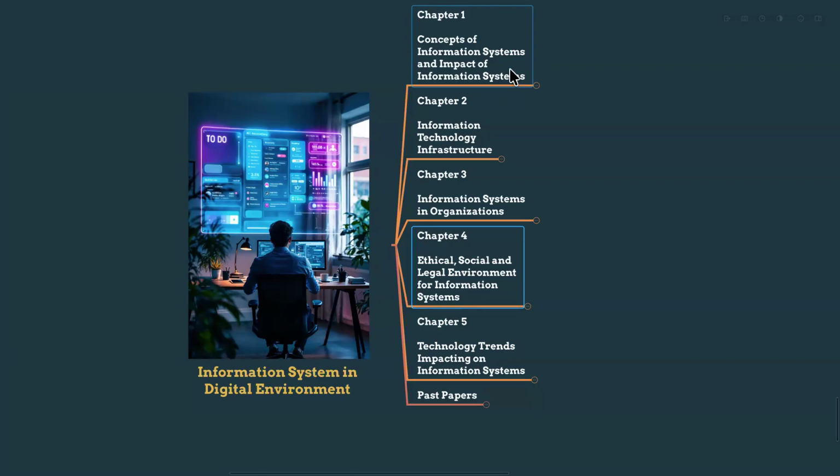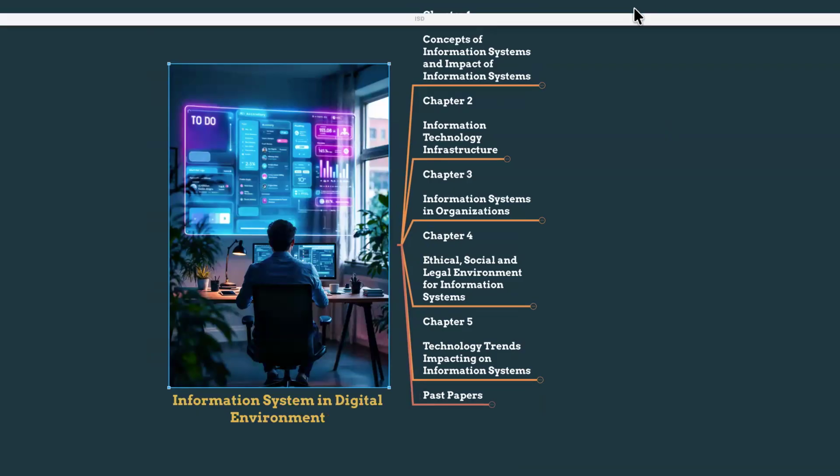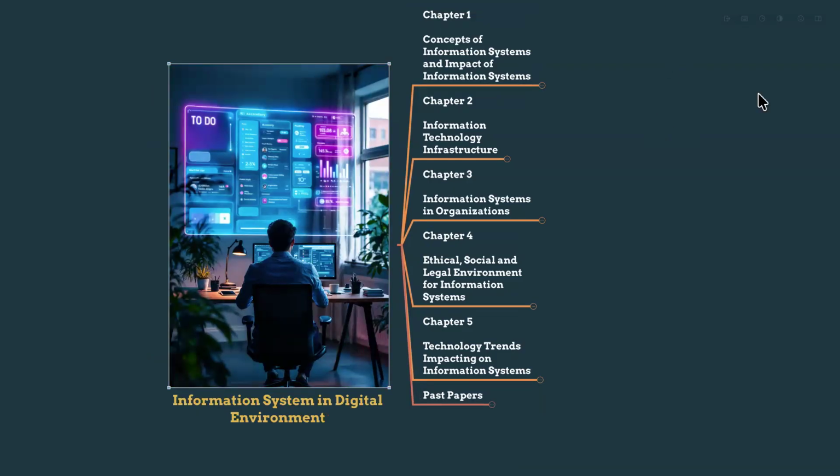So, my dears, we are actually in digital business environment. It means information systems in the digital business environment. As you know, this subject is a very exciting and very interesting subject. And it's very easy to pass if you crack the information and the topics in a good manner. So, welcome to this exciting journey, and we are going to explore how information systems, information plus systems, work in the digital world right now, right?